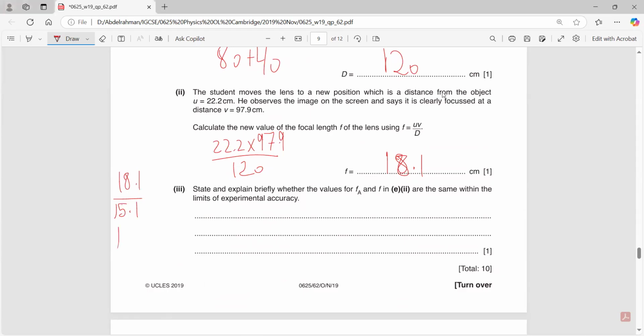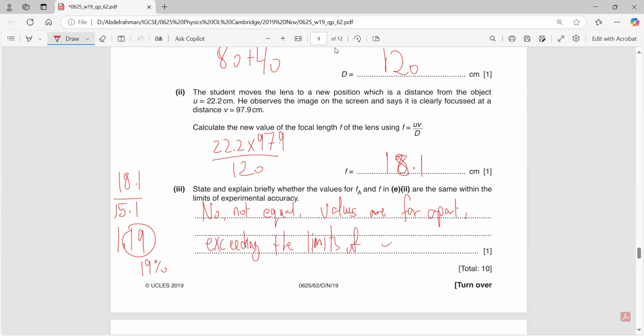This is 1.19, meaning that this is a 19% difference, which is definitely unacceptable. It has exceeded the limits. So no, not the same value, not equal. Why? Because the values are far apart, exceeding the limits of experimental accuracy.